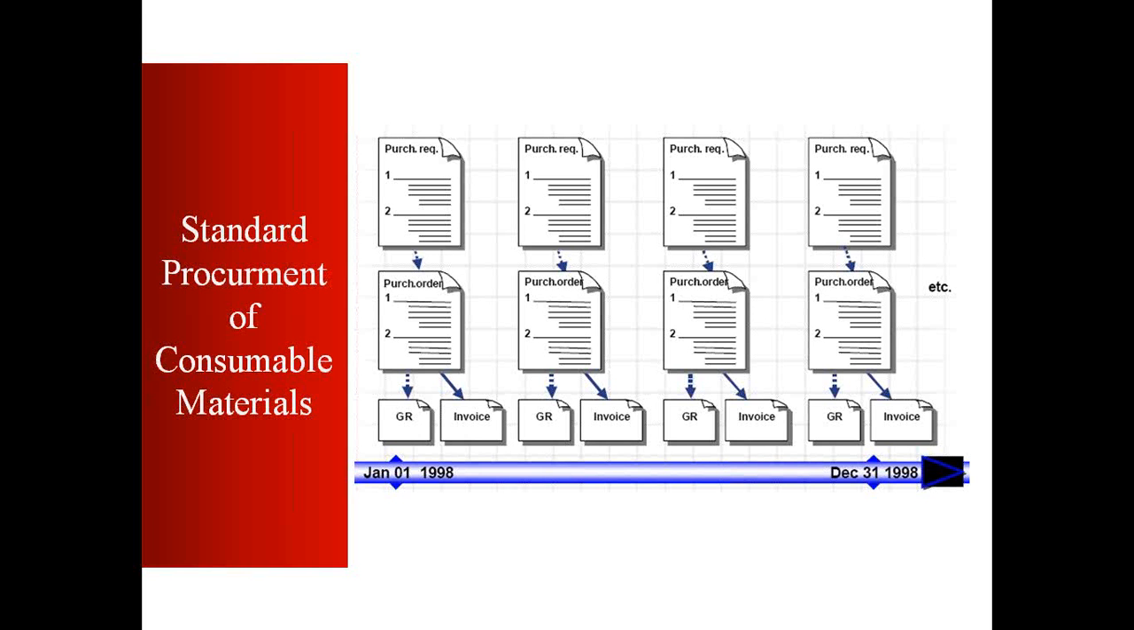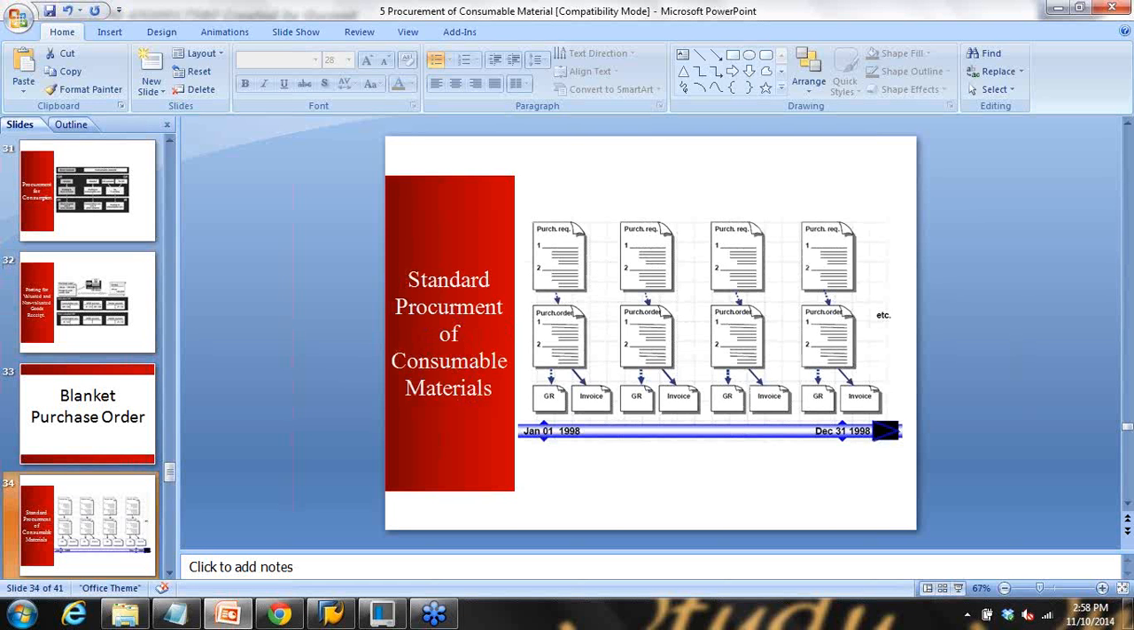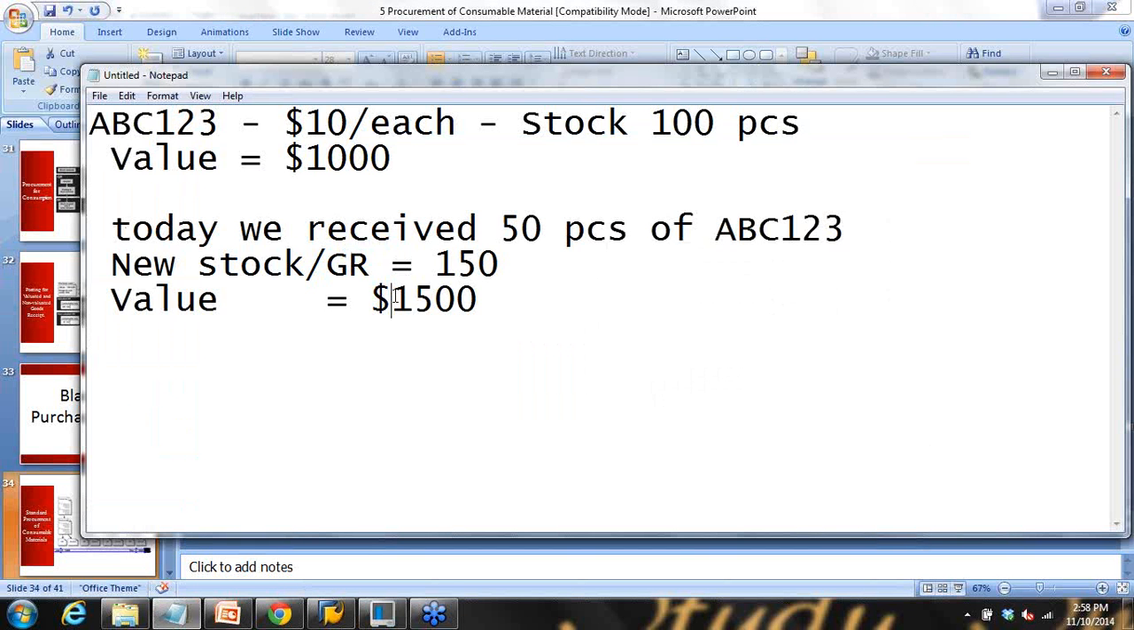This is called a blanket purchase order. That means only one purchase order, and it has a validity and a limit in dollar value. Next time we need to buy the goods, we don't need to create a new purchase order. We can use the same purchase order. The only thing that will happen is invoice receipt.